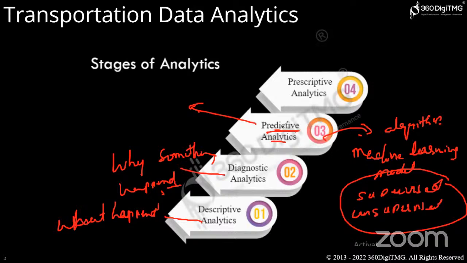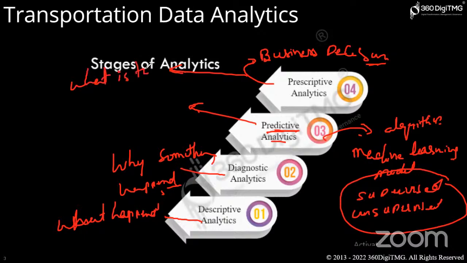Based on all these inferences, we will be making the business decisions. In this stage, we'll be discussing what is to be done. If something is happening in the wrong way, how can we avoid that? What business decisions can we make to avoid this? If something happened in a good way, how can we continue that? Those are the business decisions that we will be making using this analytics.